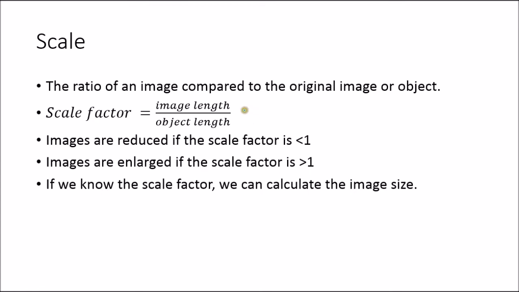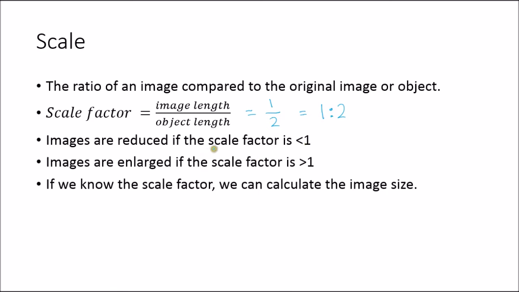We'll do some examples of this in a moment, but if you had something where the image length was half the object length, then it would be 1 over 2. Now you might also see this written as a ratio, so that would be a 1 to 2 ratio. So it's basically saying that for each 2 units of length of the object, there's 1 unit of length of the image, so it's half the size.